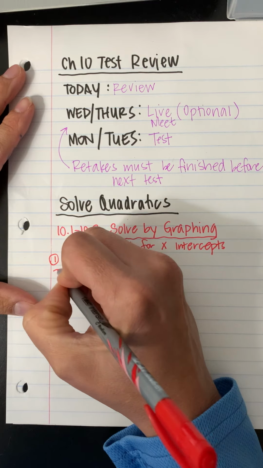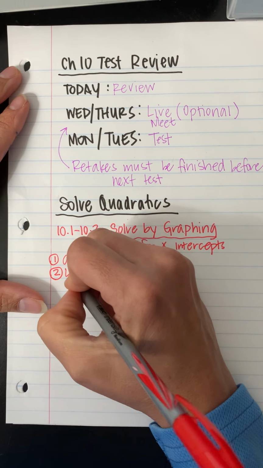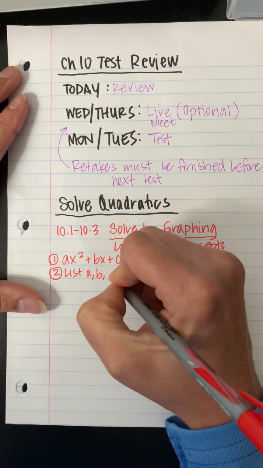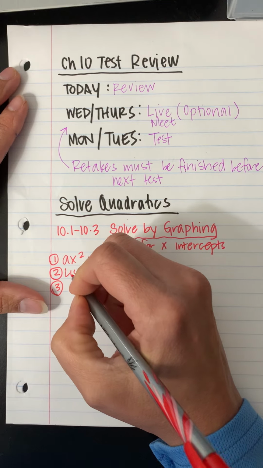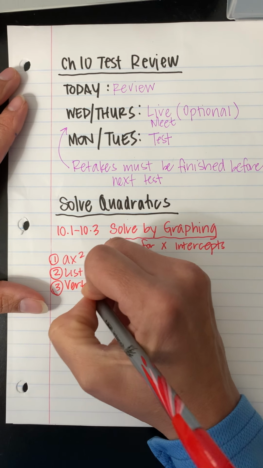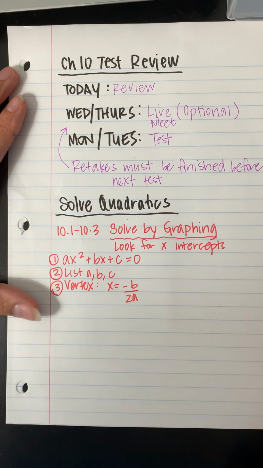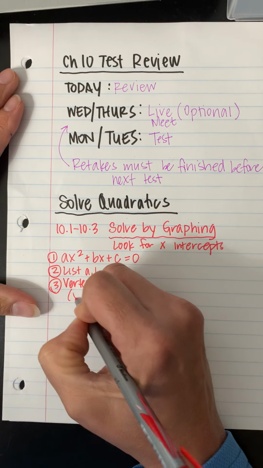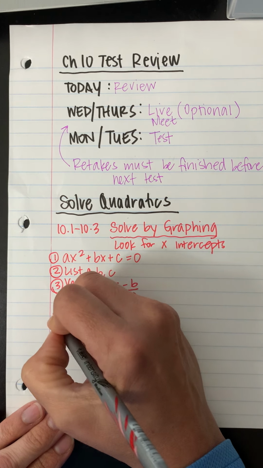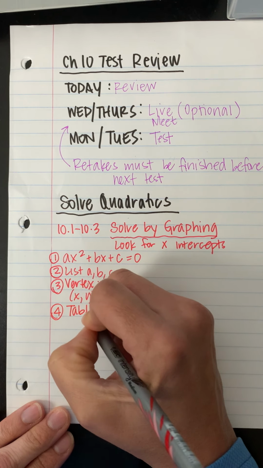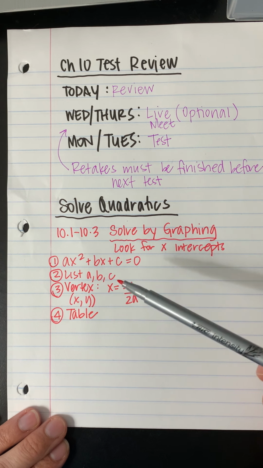That should be step 1. Step 2 would be list A, B, and C. Step 3 would be to find the vertex. And that's x equals negative b over 2 times a. That's the x coordinate of the vertex. And then we find the y by substituting it back in. Then we make a table of values. And then once we have that table, we should see where the graph crosses the axis.